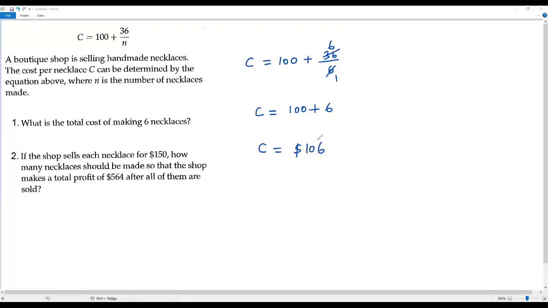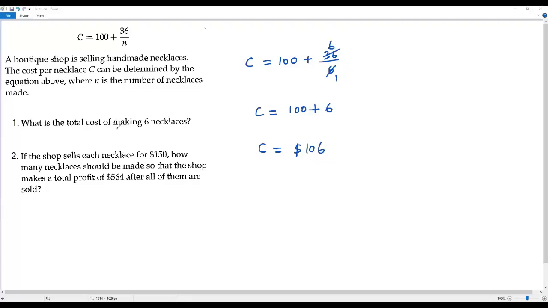So please understand, this is not the total cost of making 6 necklaces. This is the cost of making just one necklace when your order is 6 necklaces. What if your order is 10 necklaces? The cost of one necklace will change. Again, it won't be the same as for 1 or 6. So when you make an order for 6 necklaces, the cost of making one necklace is $106.